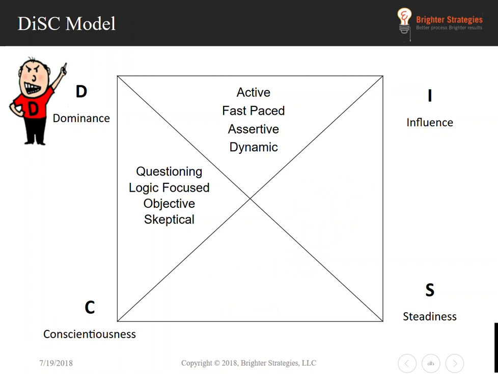So people with high levels of D, as I mentioned, tend to be active, they're fast-paced, they're assertive, they're dynamic. They focus on logic, questioning, objectives. They tend to be a little bit skeptical. They like to shape an environment around them where they get to overcome opposition and challenges. So if you say to somebody who's a high D, I've got a problem, I want you to fix it, they're exactly the person who would want to jump in, get immediate results. They want to take action. They would be more than willing to accept that challenge.